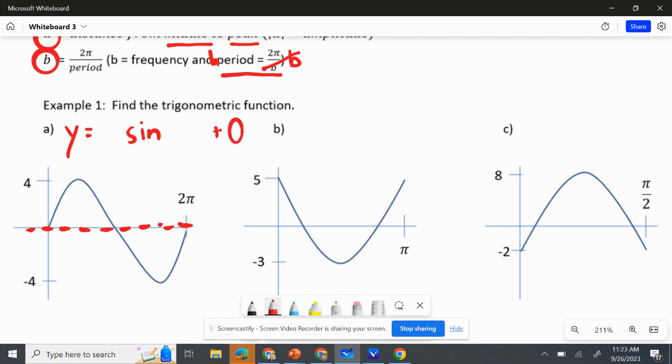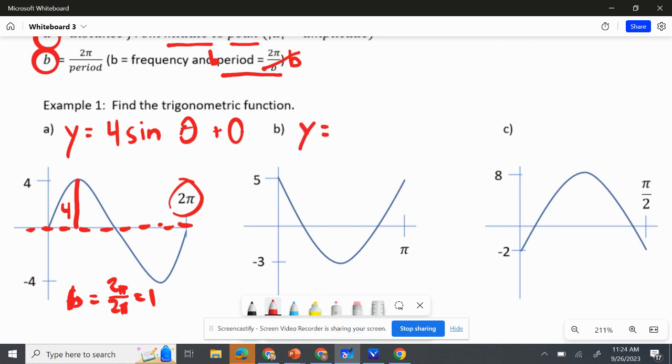Next thing I'm going to do is from the midline to the peak is a distance of 4. And so that would be 4 sine. And notice that my period is 2 pi. So in order to find the frequency, that's my B value. So B is equal to 2 pi over 2 pi, which of course is 1. So that would be 1 theta or just theta. And that's my equation.